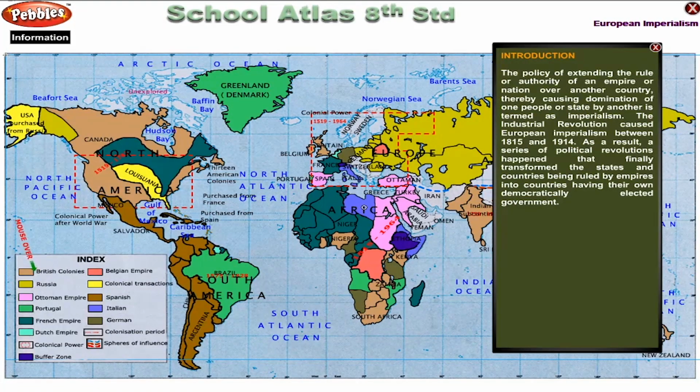The policy of extending the rule or authority of an empire or nation over another country, thereby causing domination of one people or state by another, is termed as imperialism. The Industrial Revolution caused European imperialism between 1815 and 1914. As a result, a series of political revolutions happened that finally transformed the states and countries being ruled by empires into countries having their own democratically elected government.